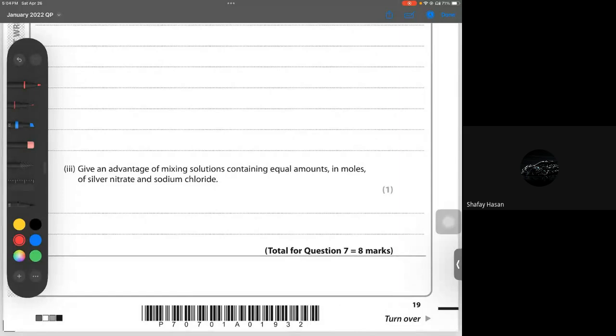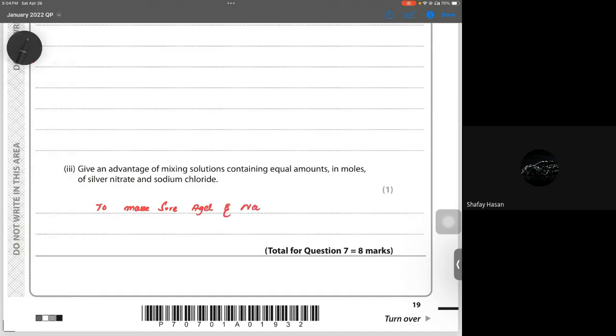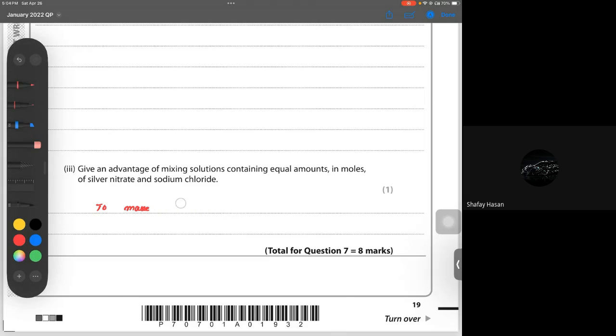Or you can say that to make sure all the silver nitrate and sodium chloride have been fully reacted. Simple.